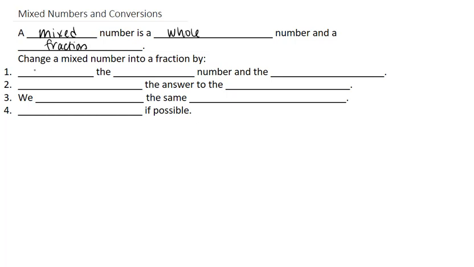Change a mixed number into a fraction. So what we do is we're going to multiply the whole number and the denominator. Then we're going to add the answer to the numerator. Then we keep the same denominator. And we're always going to reduce if possible.